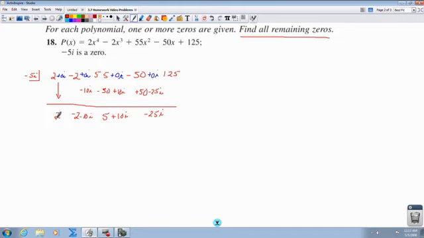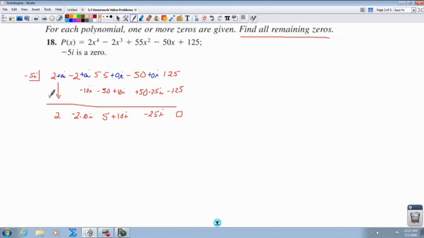And then negative 5i times negative 25i. Well, negative 25 times negative 5 is positive 125. But i squared again is going to take that positive 125 and make it negative 125. And positive 125 and negative 125 make 0. And we completed our first synthetic division.